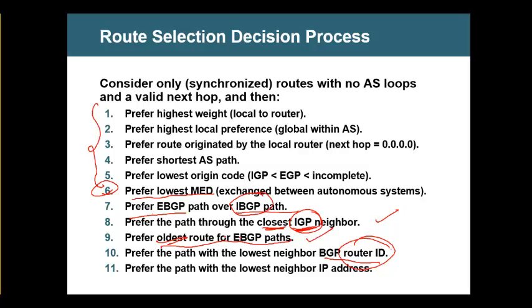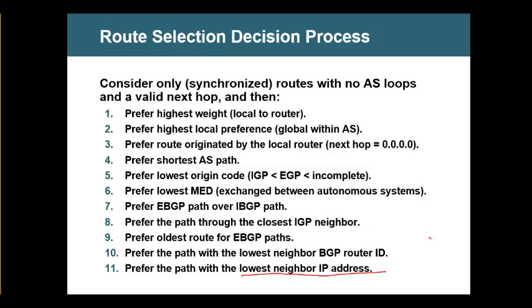This will definitely be a tiebreaker. Two routers cannot have the same router ID. But what if, by mistake, two neighbors have got the same router ID? In that case, it will go with the neighbor whose IP address is lower. This is not at all going to be a tie. This is the best tiebreaker. There cannot be a tie. Definitely one neighbor's IP address will be lower than the other. It prefers the neighbor whose IP address is lower.